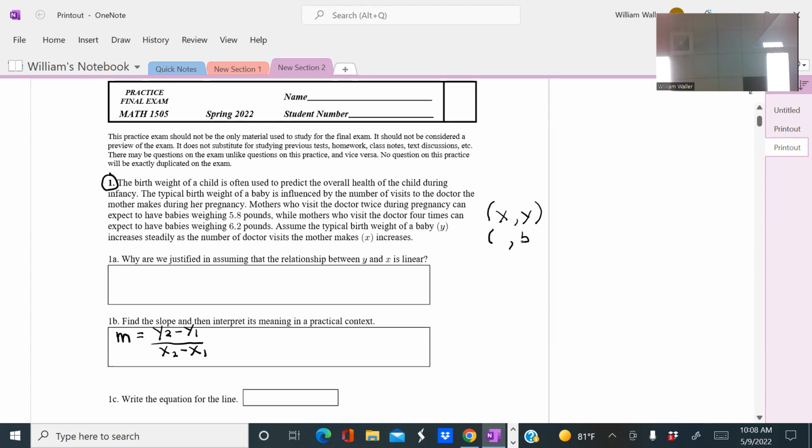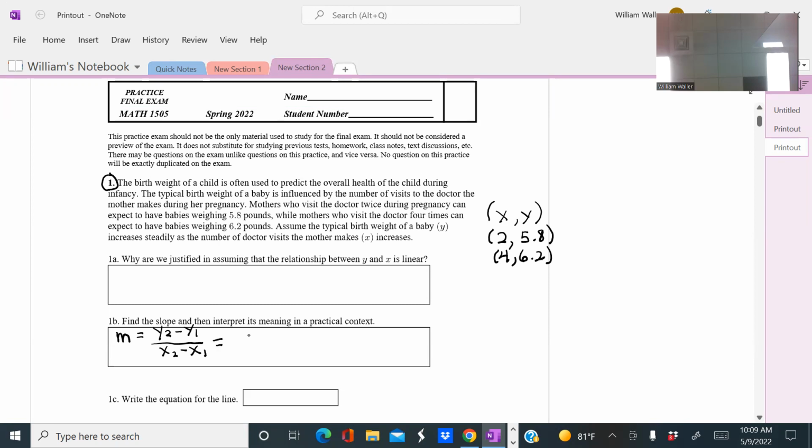So for instance, when the y value is 5.8, when the birth weight is 5.8, what's the x value that went with that? 2, yeah, right. It's 2. Okay, and then for the birth weight of 6.2, the x value is 4, right? 2 doctor visits typically leads to a birth weight of 5.8. 4 doctor visits typically leads to a birth weight of 6.2, right?